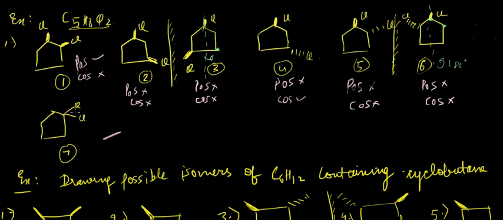And the seventh example is you have two chloro groups attached on the same carbon atom, which is not a stereoisomer. So you need to find whether this compound has COS or POS or not. So this is for your homework.